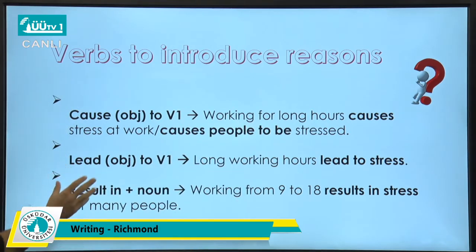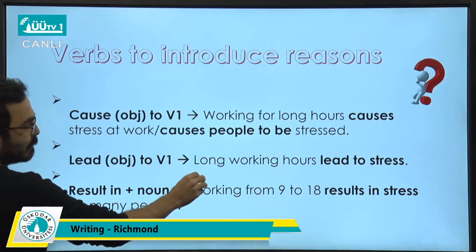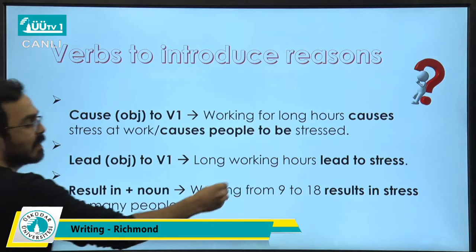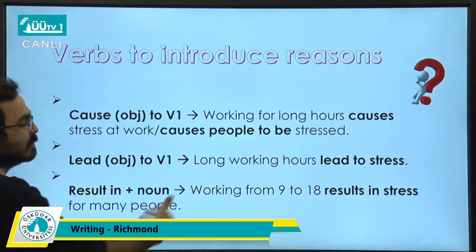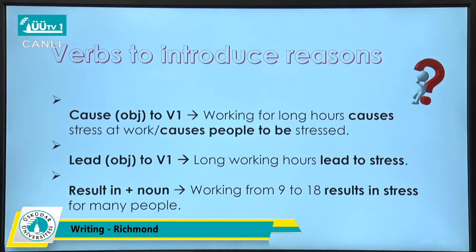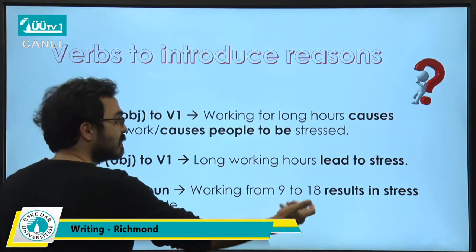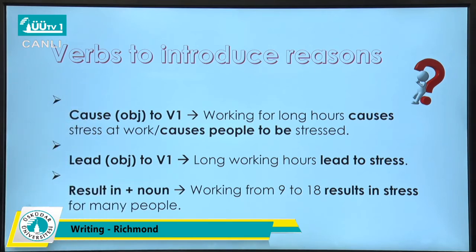Good. Lead to something. All right. Long working hours lead to stress. Okay. This results in stress, right? We can say also results in plus noun. Working from 9 to 6 results in stress for many people, right? Results in. We can also say leads to stress, right? Or causes stress, or causes people to be stressed, for many people.